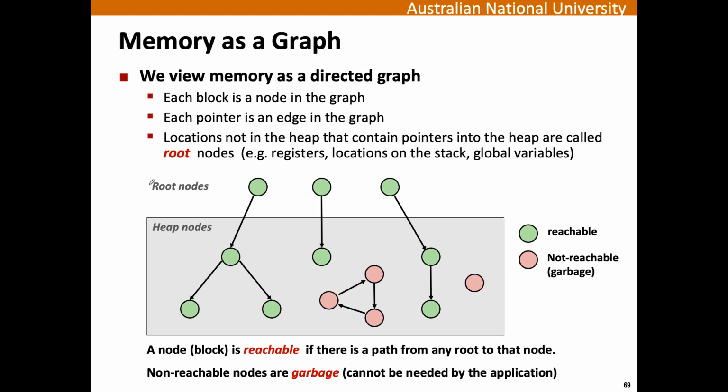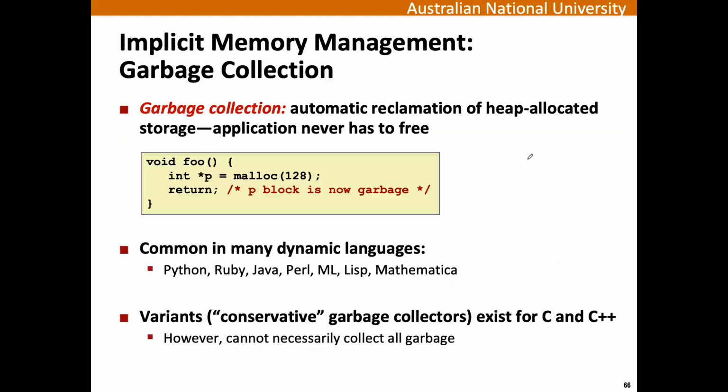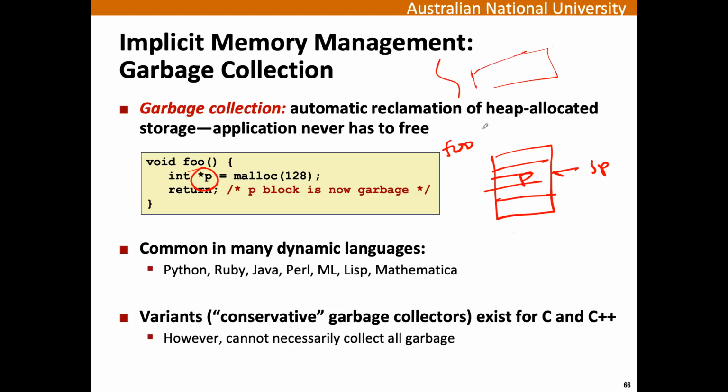Right, it says right here: registers, content of registers, location on the stack, global variables. So this is an example. This is a runtime stack. This function foo has a stack, and somewhere there's a stack pointer, and somewhere on the stack we have p. But the actual block is inside the heap, and there's a pointer to that block from outside the heap, coming from the stack of this function.